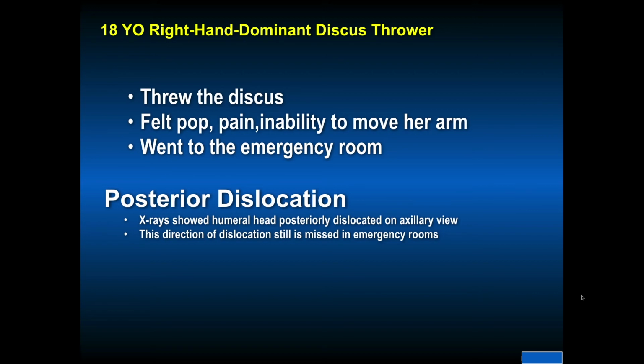This is a right-hand dominant discus thrower. Through the discus, she felt a pop, had pain and inability to move her arm. She went to the emergency room. Axial views showed the humeral head to be posteriorly dislocated on the axillary lateral view. The direction of this posterior dislocation is still missed in some emergency rooms. The arm is fixed in external rotation, and internal rotation is not possible until the shoulder is reduced.